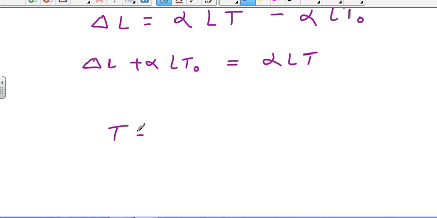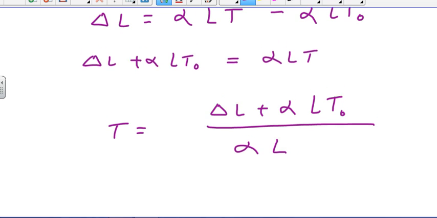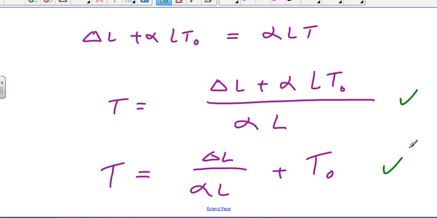Now I can write T is equal to change in length plus coefficient of expansion, length, T naught divided by alpha L. Okay, and if I wanted to, I could change it some more and say T is equal to delta L over alpha L plus T naught. I can do that. So either of those would be perfectly okay because I've solved for T, which is what I was supposed to do.